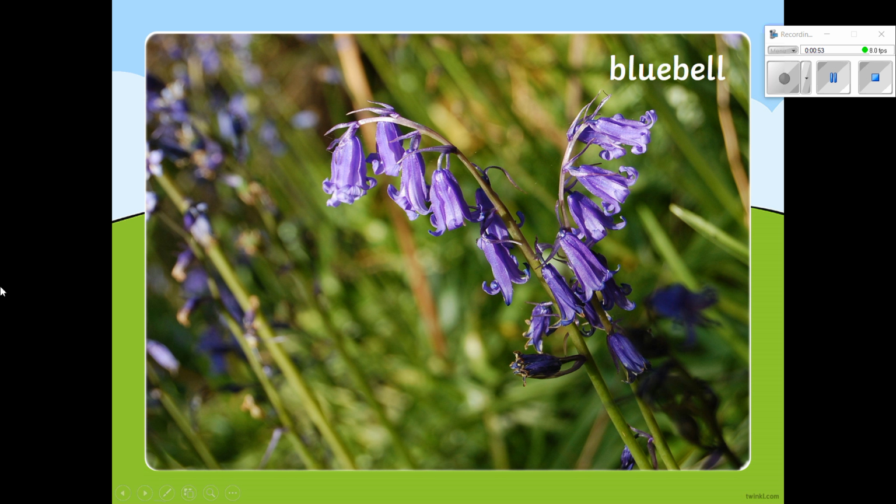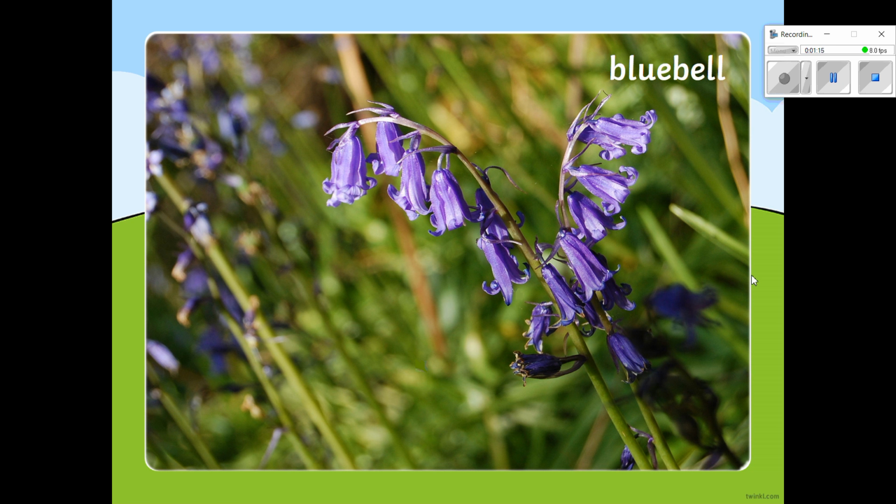Here is our first spring flower. Does anybody know what this one is called? This one is called a bluebell. Why do you think it's called a bluebell? Pause this video and talk to your grown-up. Why could this be called a bluebell?